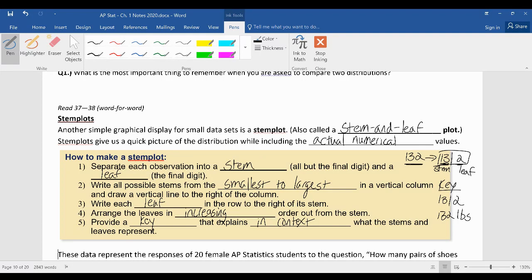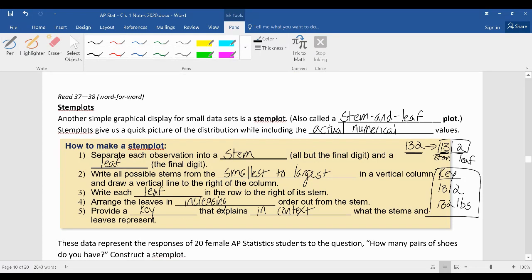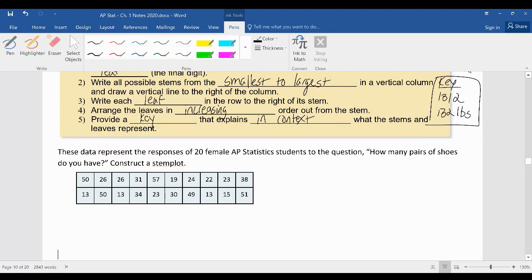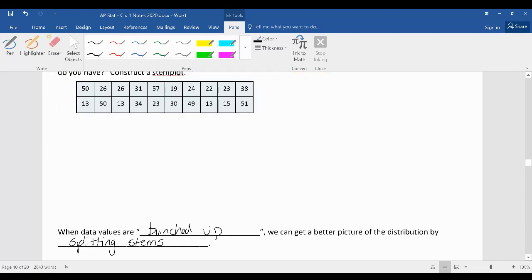One important thing people forget to do is to include a key whenever you're making a stem and leaf plot. So what does 13 with our line and 2 represent? Maybe it represents a weight of 132 pounds. You want to make sure that you include that. We'll take a look at a stem and leaf plot in class and go through this example.